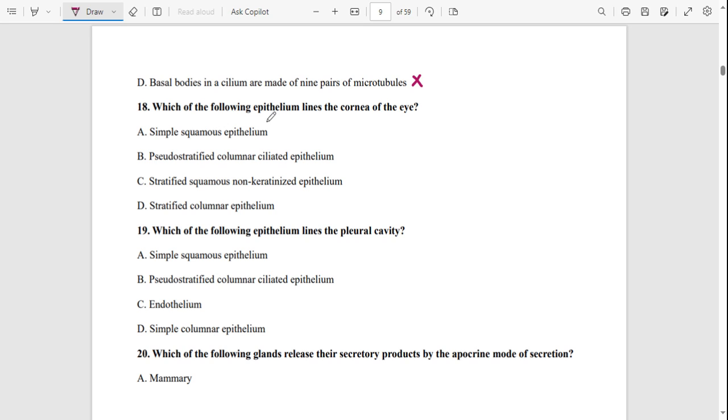Which of the following epithelium lines the cornea of the eye? The cornea of the eye is lined by simple squamous epithelium.